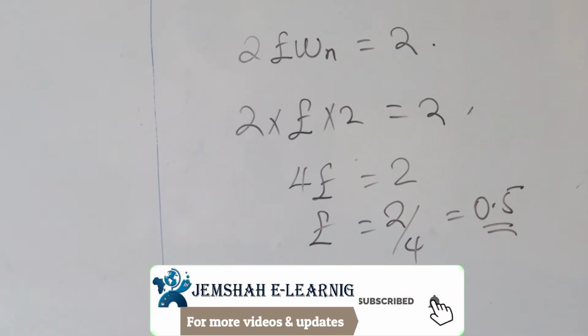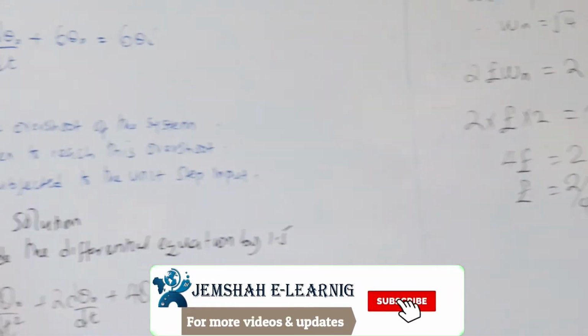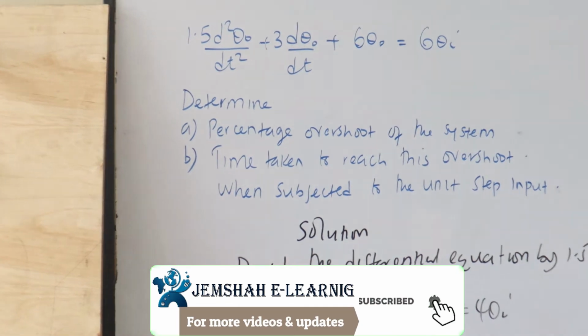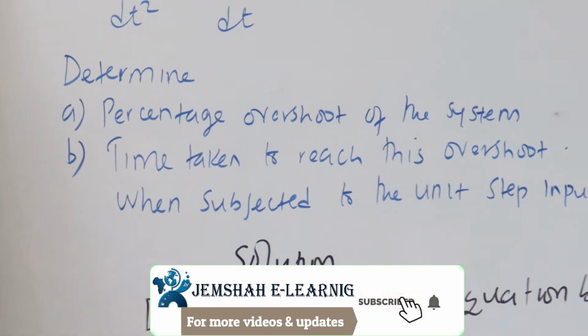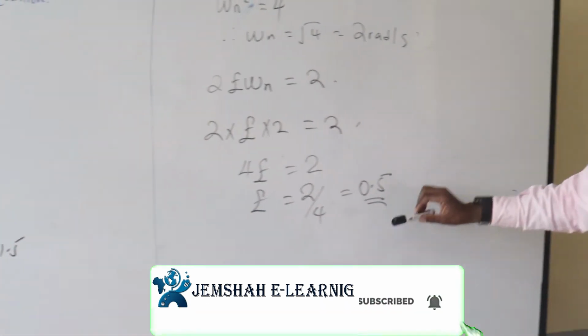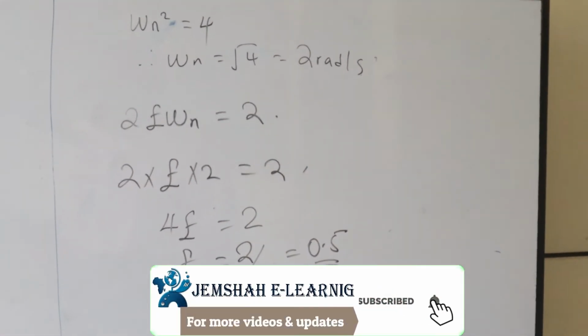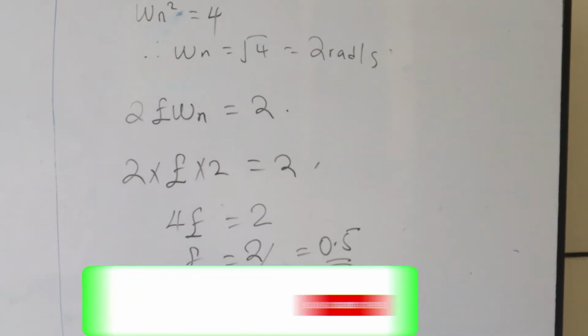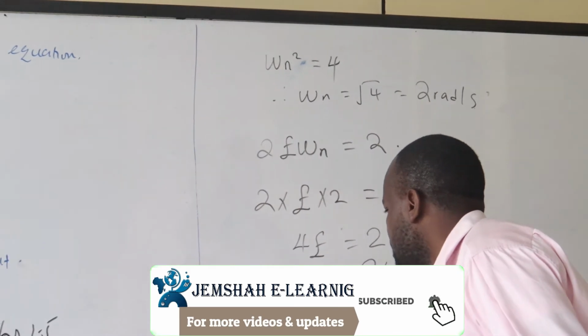But remember, we have not even answered one of the questions, because we have been asked to get the percentage overshoot and also the time taken to reach the overshoot. But these values are very important. The value of omega n and the value of zeta will be key in finding those particular values. And therefore, we can now get the percentage overshoot. Percentage overshoot, that is now the first one.